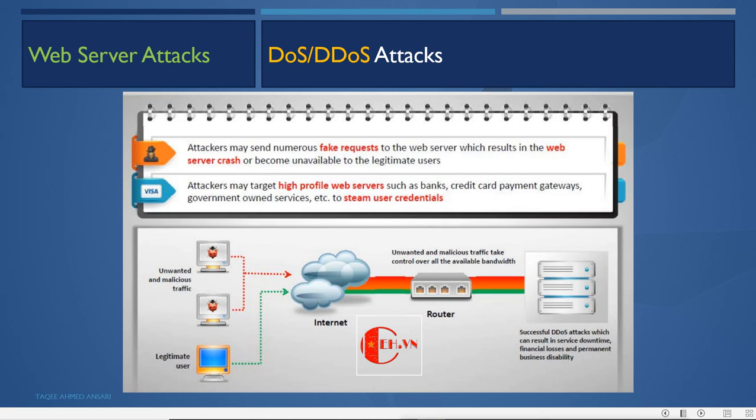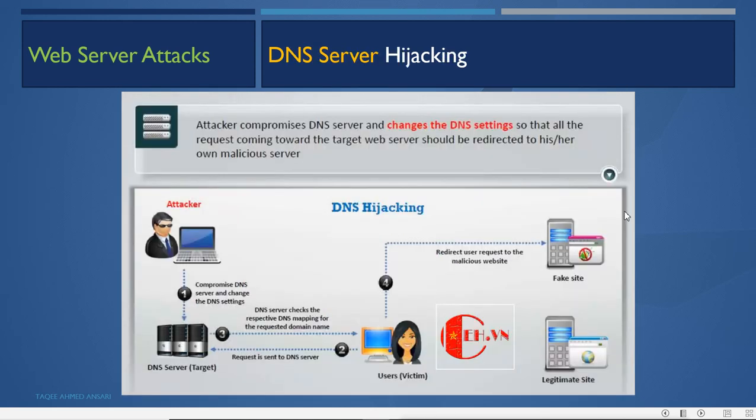Next is DNS server hijacking. The attacker compromises the DNS server and changes the DNS settings so that all the requests coming towards the target web server are redirected to his or her own malicious server. By hijacking the DNS server, the attacker will redirect the user from the normal legitimate site to a fake website to do a phishing attack. For that, it will poison the cache of the DNS server, so that it redirects the legitimate user from the legitimate site to the fake website.